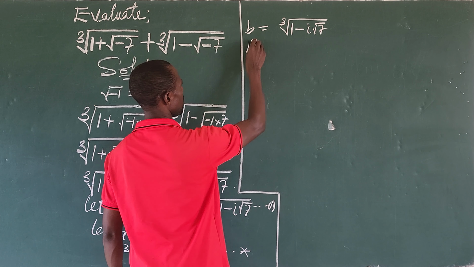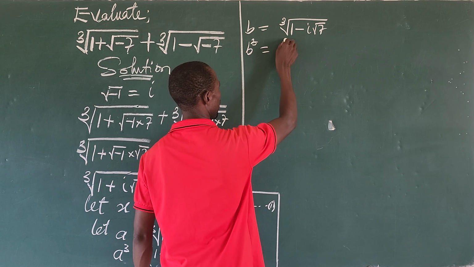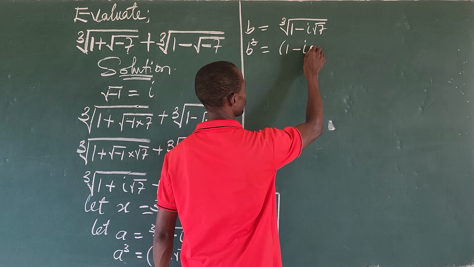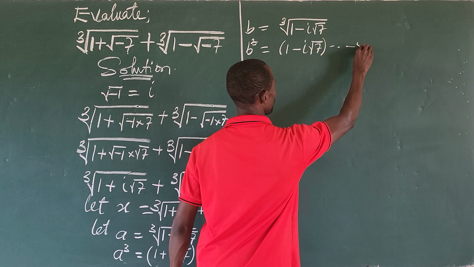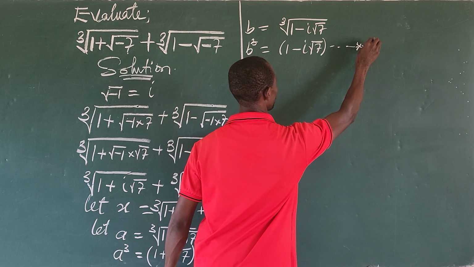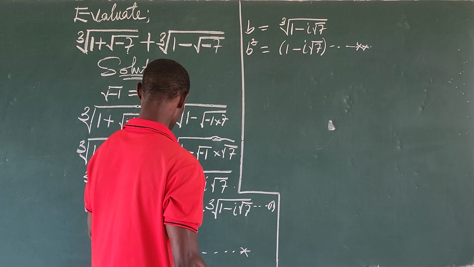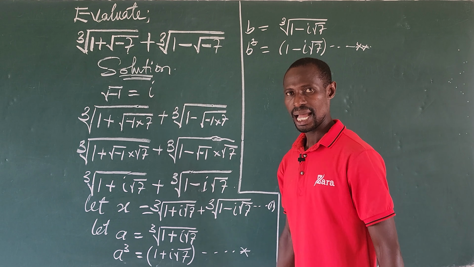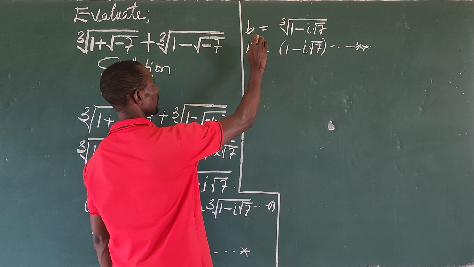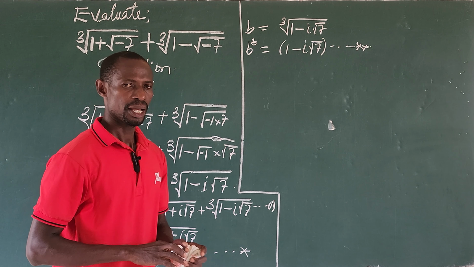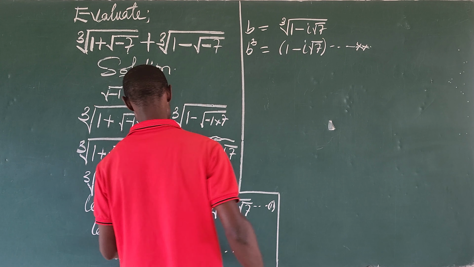So this is going to give us B to the power of 3 will now be equal to our bracket 1 minus iota root 7. Let's close it. And let's give this equation star star. So we have equation star here, which is a to the power of 3 equal to this, and equation star star, which is b to the power of 3 equal to what we have in here now.